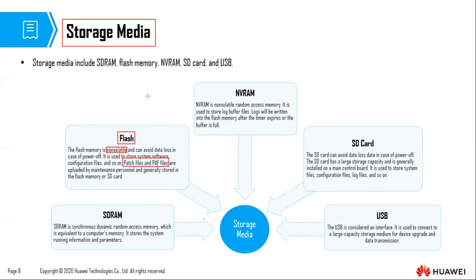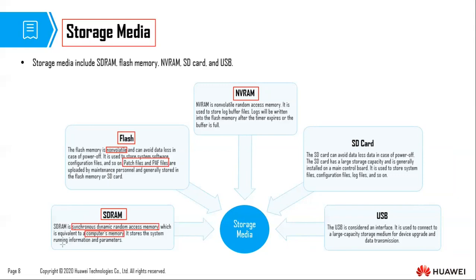Now, we have 2 types of RAMs. One of them is non-volatile, this one NVRAM, meaning it offers permanent storage. And we also have the SDRAM. SDRAM is synchronous dynamic random access memory. This is the primary memory for these devices, just like the computer's RAM.